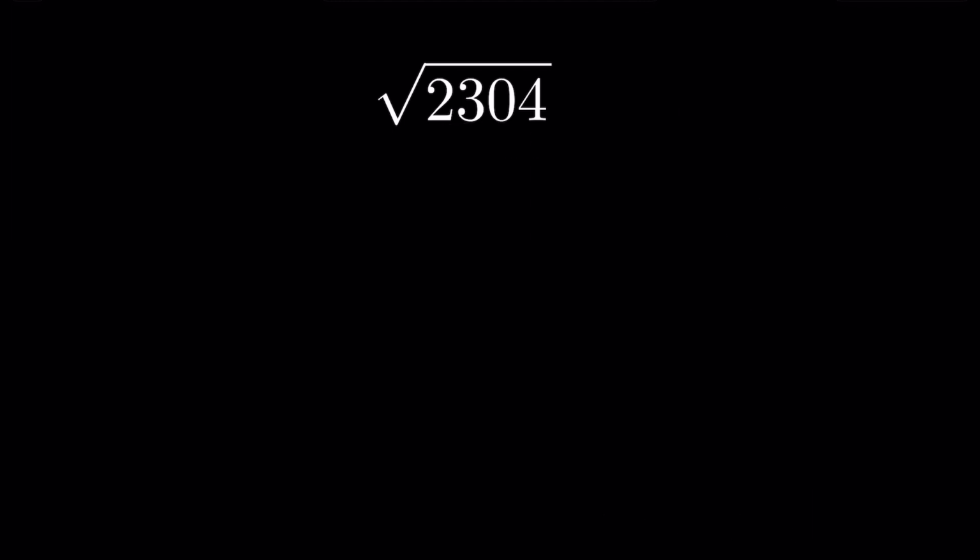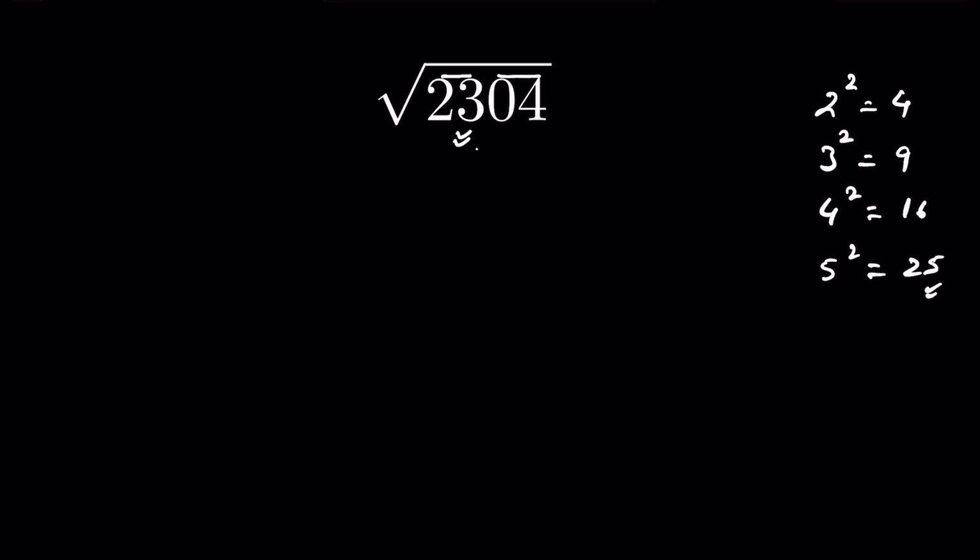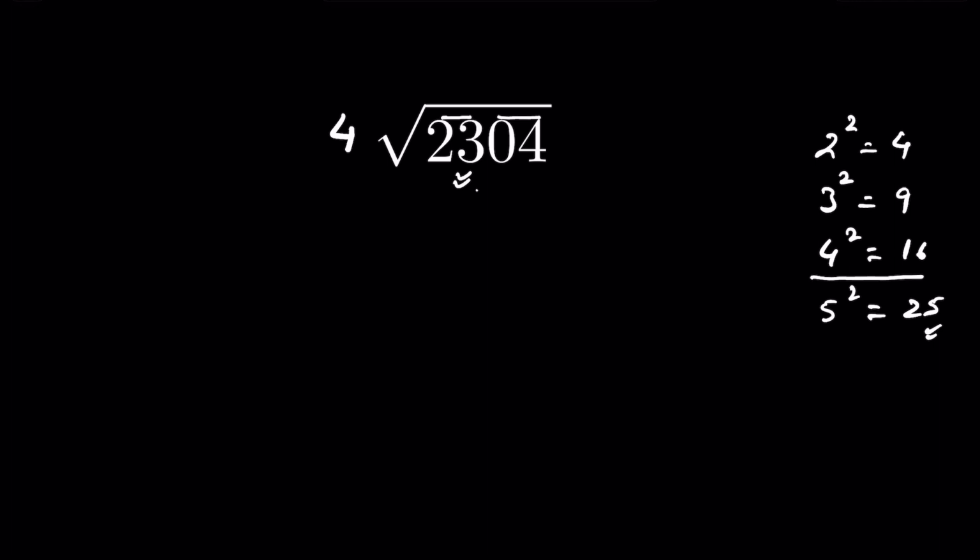In this method, we start grouping the numbers from backward in twos. So these two are a group and these two are a group. We are grouping it to divide it. Now 23, which number when squared is equal to 23 or closer to 23? So 2 square is 4, 3 square is 9, 4 square is 16 and 5 square is 25. Now 25 is greater than 23. So we'll take 4 square, which is 16. So write 4 here. So 4 times 4 is 16. Write 16 here. We are doing this division.